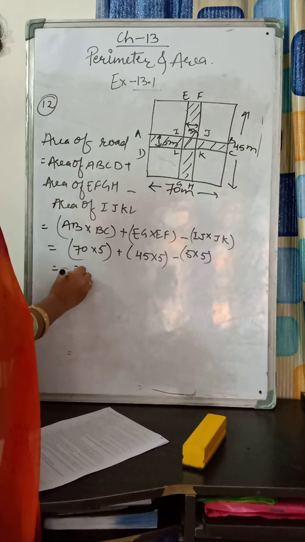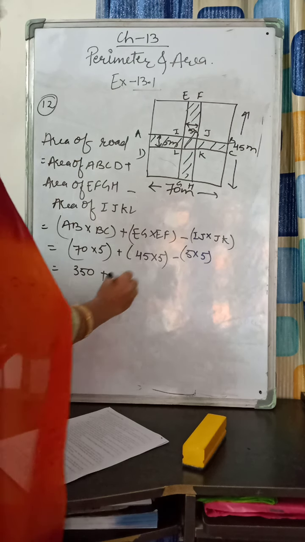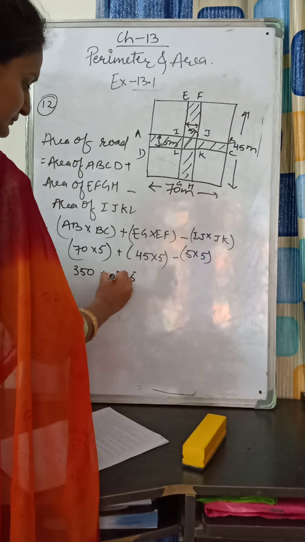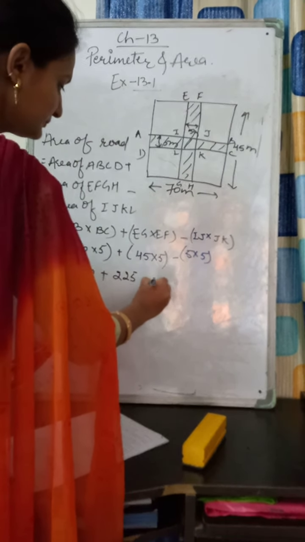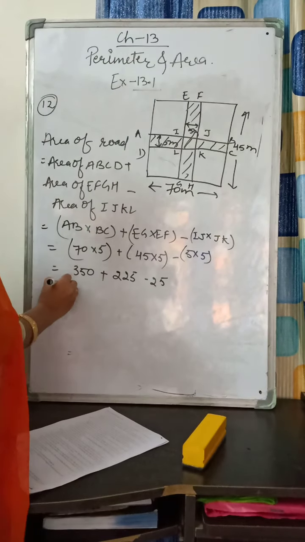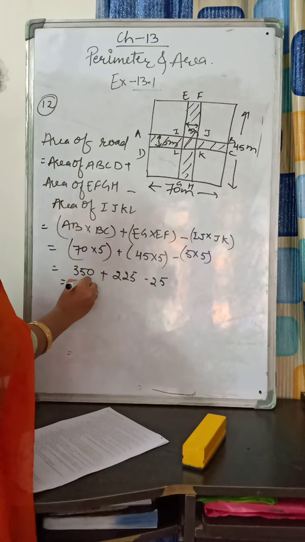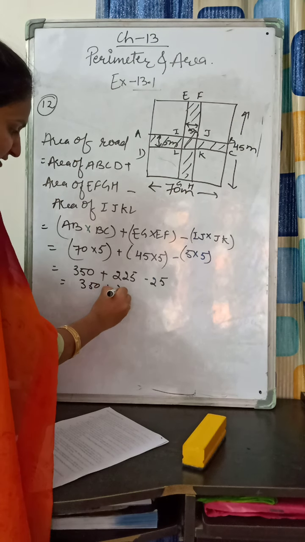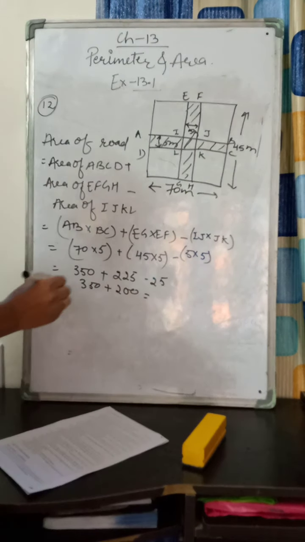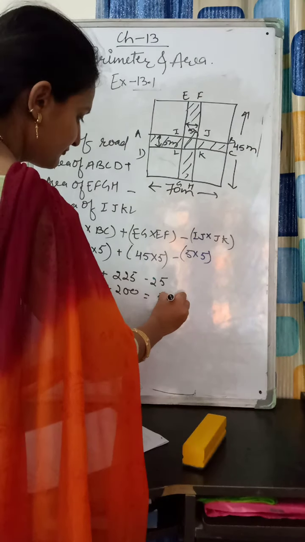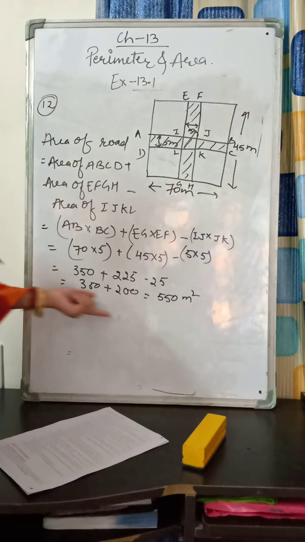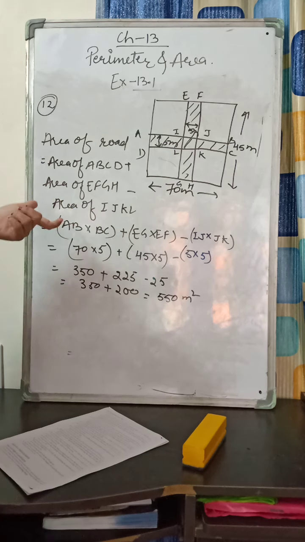So here we get 350 plus 225 minus 25. So here we get 350 plus 200, that is equal to 550 meter square. So this one is the area of this path.